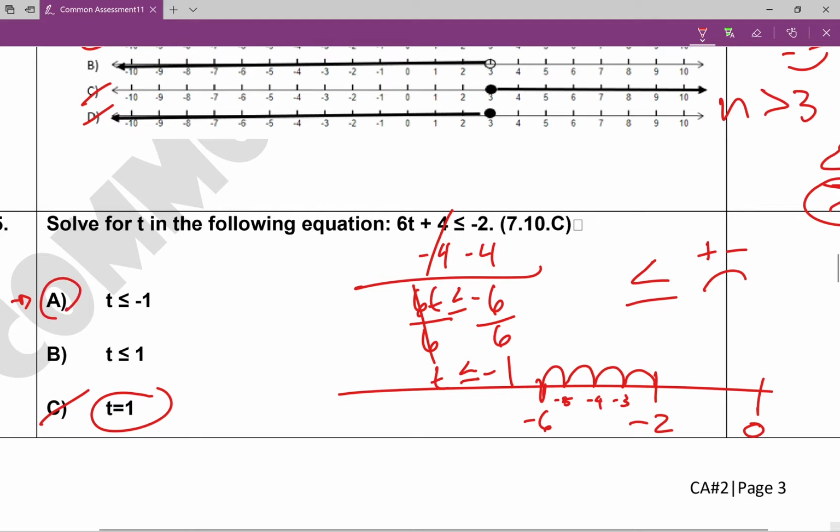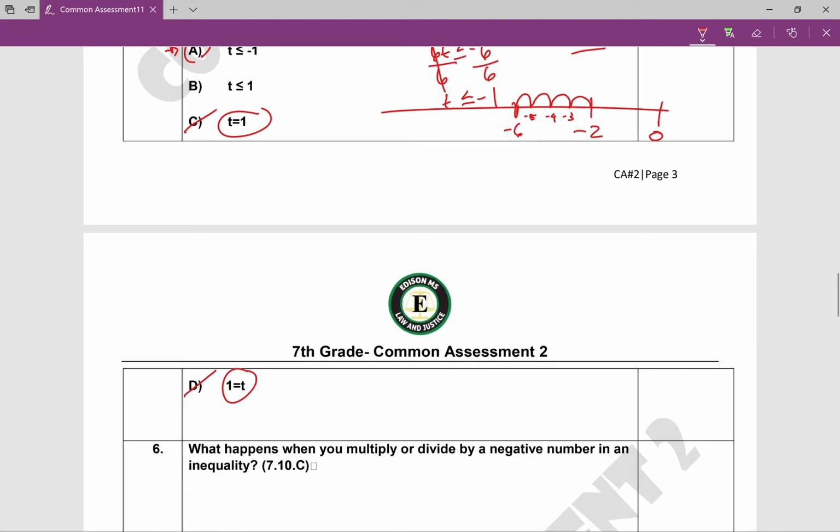Now, why didn't I flip the sign? Because I did not divide by a negative number. Any questions so far? Okay, we have 4 more.